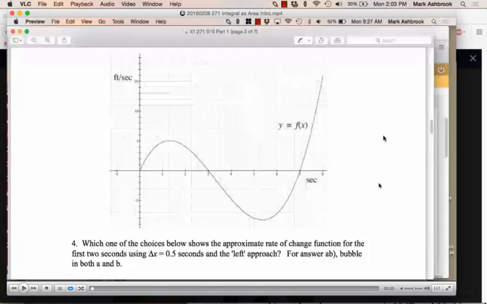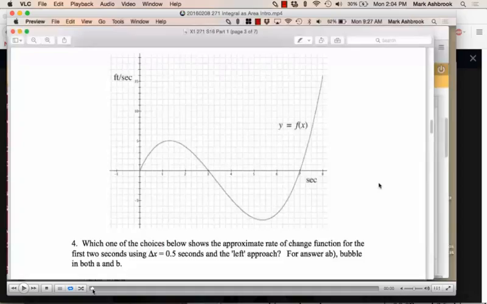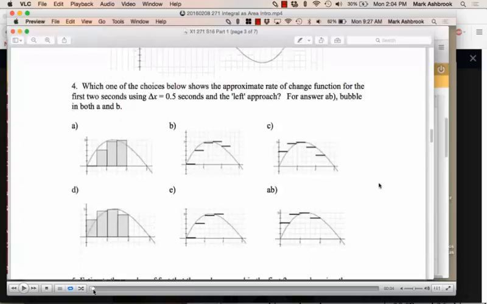Okay, so you had a problem which was about, I think, a toy car that was moving back and forth, and this was the rate of change graph. And you had to decide which one of these graphs showed the approximate rate of change function for the first 2 seconds using delta x of 0.5 and a left approach.